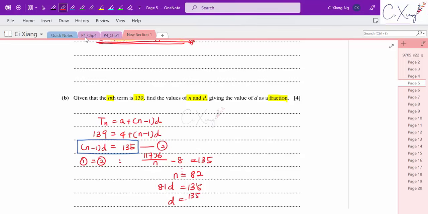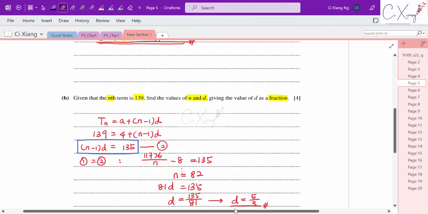Therefore, I can get my d in terms of fraction. So I'm having 135 divided by 81. And of course, you can try and see whether I can simplify it further or not. Eventually, we'll get d equals 5 over 3. And this is the value for the d in the fraction form. And the value for n should be equal to 82. Alright, so this is how we solve this question.